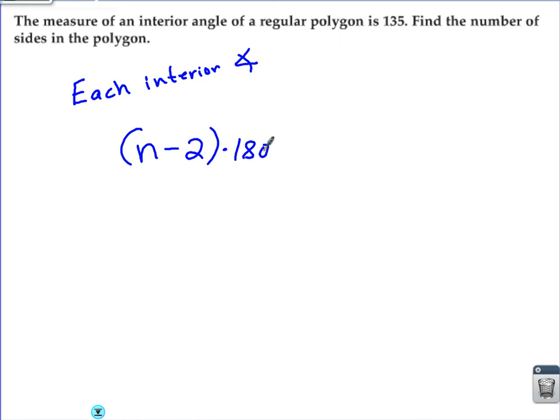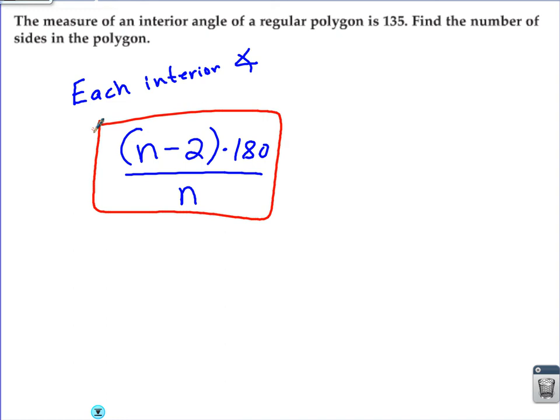Well, how many angles are there? If there's n sides, how many angles are there? So if I divide this, isn't that what we did on those last problems? I took this, which is the total amount of degrees, and I divided it by n, and that told me how big each angle was in this problem. So this is the formula I said you might want to write down. This formula is the process you found each interior angle: you'd find the total degrees, and then you divide it by the number of angles. In this problem, each interior angle is equal to 135.